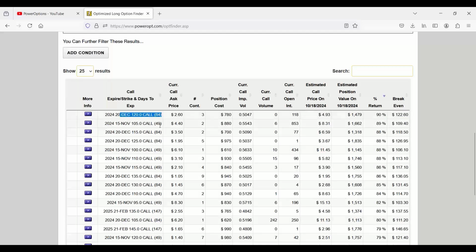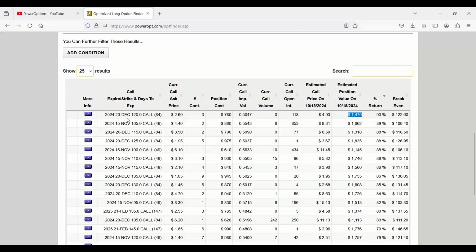And the first one we see is the December 84 call. The ask price is $260. I could afford 3 contracts with my $1,000 investment, so it would cost me $780. On October 18th, about 18, 20 days away, if the stock is trading at 108, as I mentioned, this 120 call would theoretically be worth $4.93. Yeah, it's still $12 out of the money. But at the same time, it still has 64 days to go to expiration. So there's still a lot of time value on this position. So my return would be 90% on the trade, and we'd profit about $1,479.